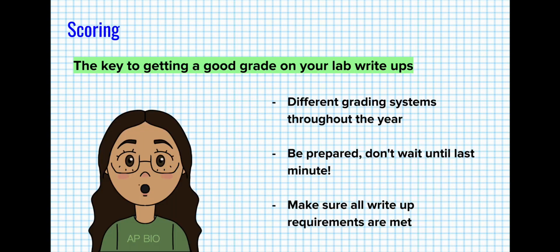Scoring. Understanding the scoring guideline is the key to getting a good grade on your lab write-ups. Throughout the year, there will be different grading systems like self-grade where you grade your own lab, or it will be graded by your peers or your teacher. Be prepared and don't wait until the last minute. The write-up requires you to analyze your lab and can be time-consuming, and giving yourself enough time to write a good lab report will increase the quality of your work. Make sure all requirements are met.